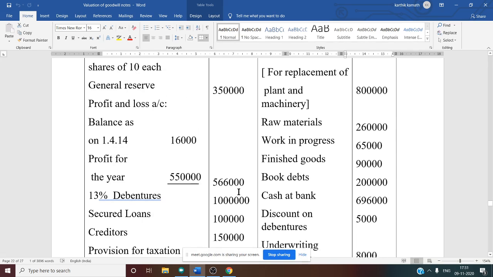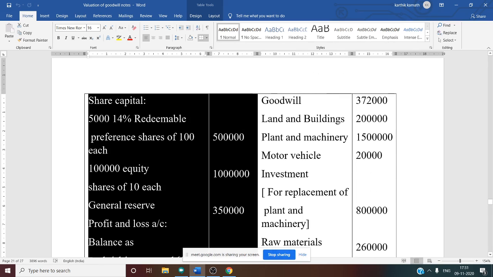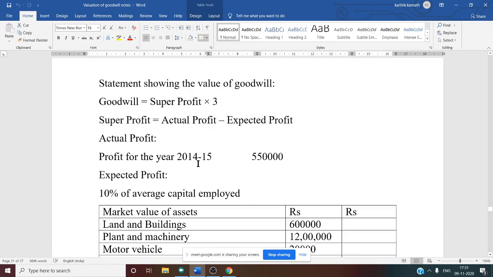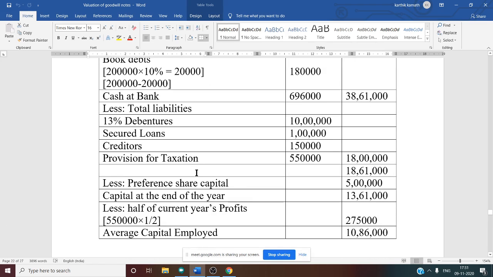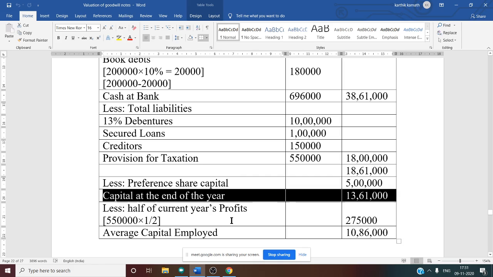If we see the question once again, what is that information? Preference share capital is given in the question. That is 5,000, 14% redeemable preference shares of 100 each, that is 5 lakh. So it is very clear now, preference share capital is 5 lakh, so that is to be deducted. Why? Because this is the net asset method. Net asset method is nothing but capital employed. So 18 lakh 61,000 minus 5 lakh, you get capital employed at the end of the year as 13 lakh 61,000.